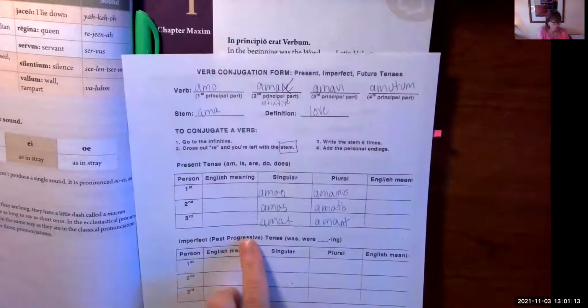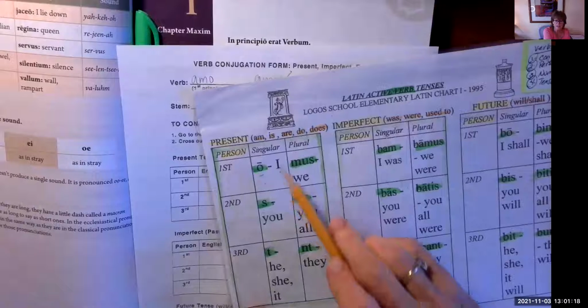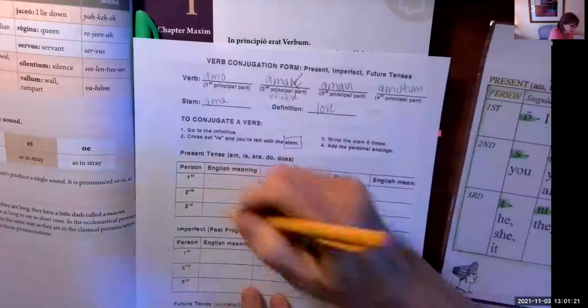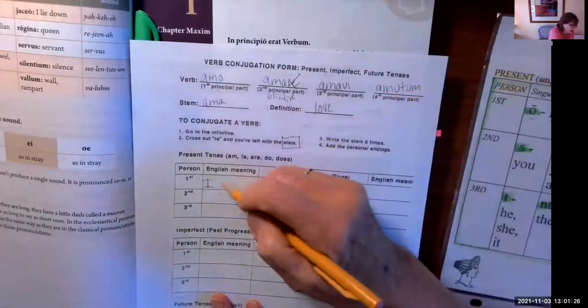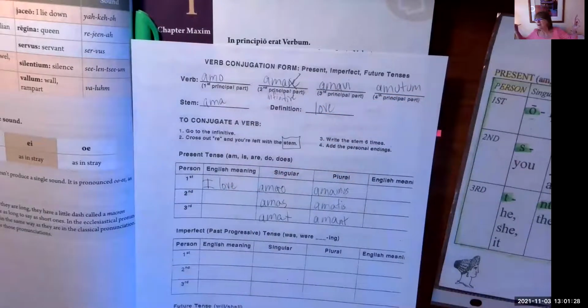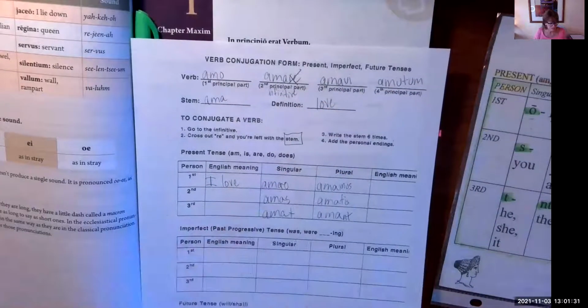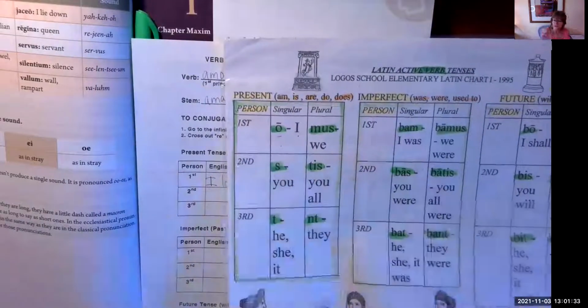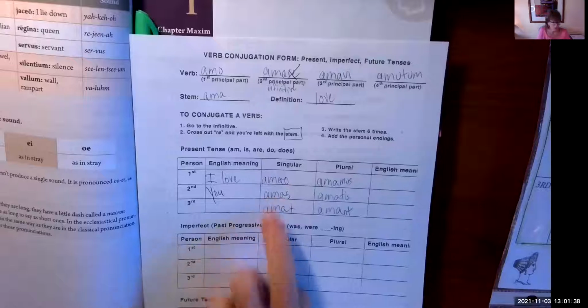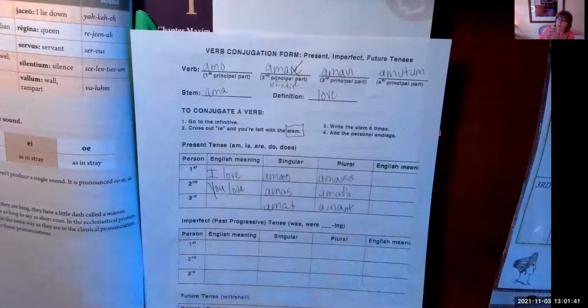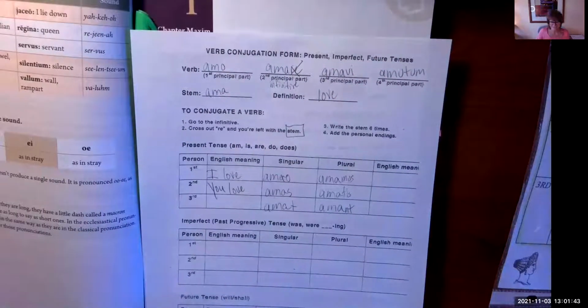And so then you're going to write the English on either side. And then what does O mean in Latin? Well, O means I. Okay. What does AMA mean? Well, AMA means love. I love Latin. Okay. And then what does S mean? Well, S means you. Okay. What does AMA mean? Love. Okay. You love Latin. Okay. T, what does T mean? Well, T means he, or it could mean she, or it.